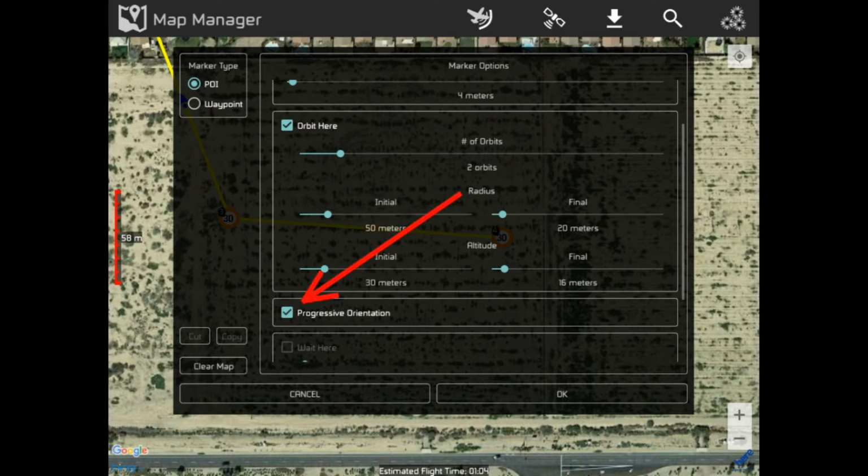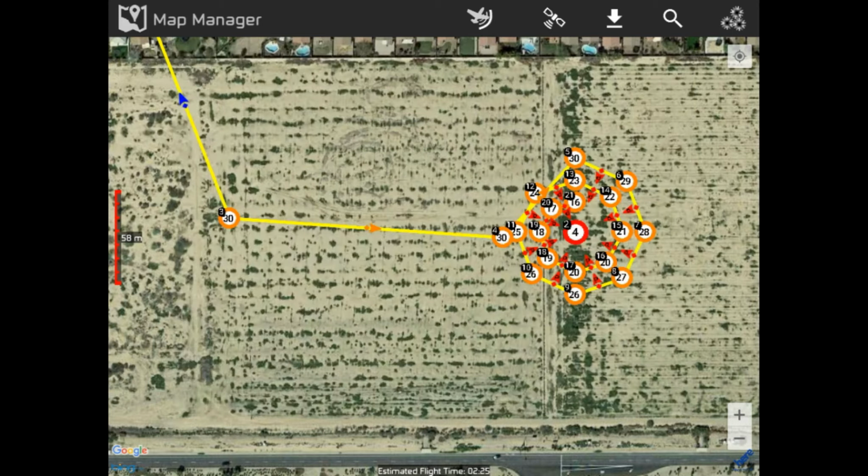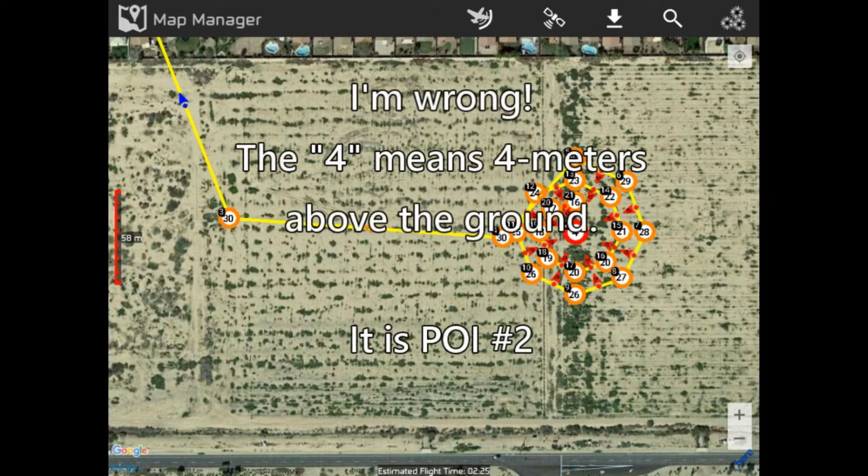And you notice progressive orientation already set itself up there. So here's what it's going to look like. Okay? It's pretty mixed up here. Point of interest number four, we're going to go out and we're going to start going around.